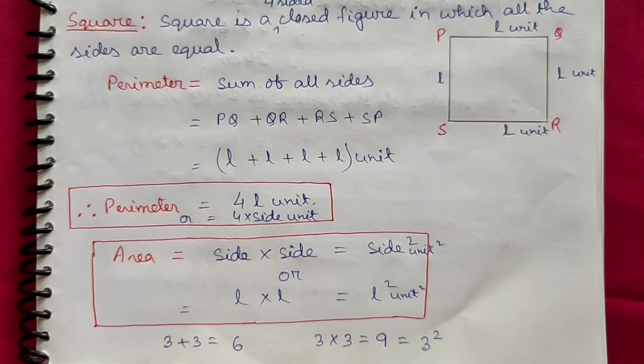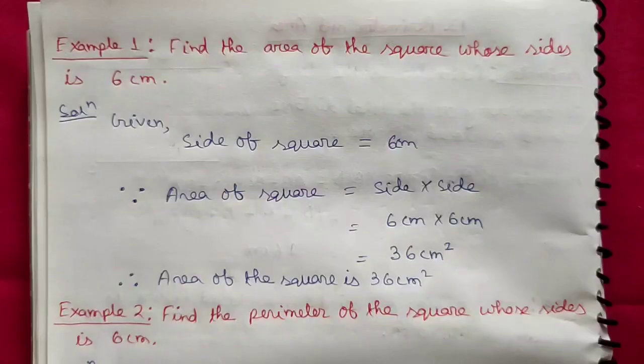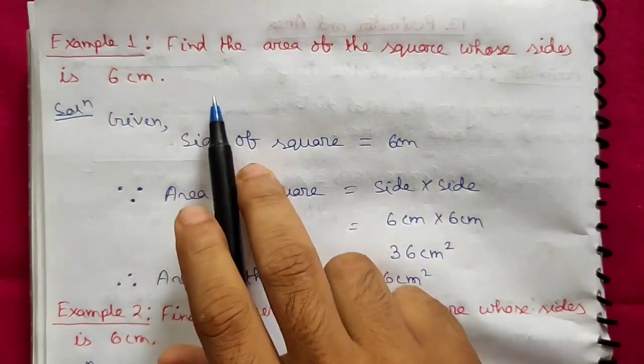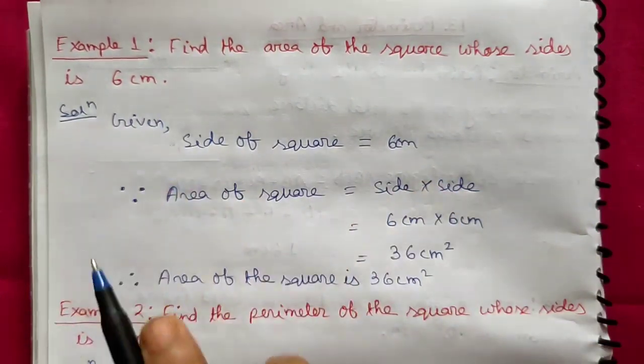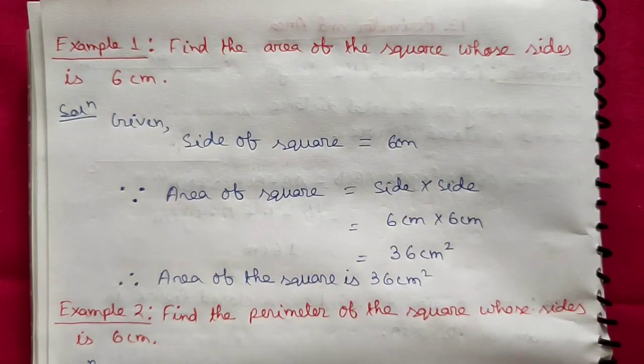Now let us solve a few examples each of the perimeter of a square and area. So the first example is: Find the area of a square whose side is 6 centimeter. Here, what we have to find? We have to find the area of the square whose side is 6 centimeter.